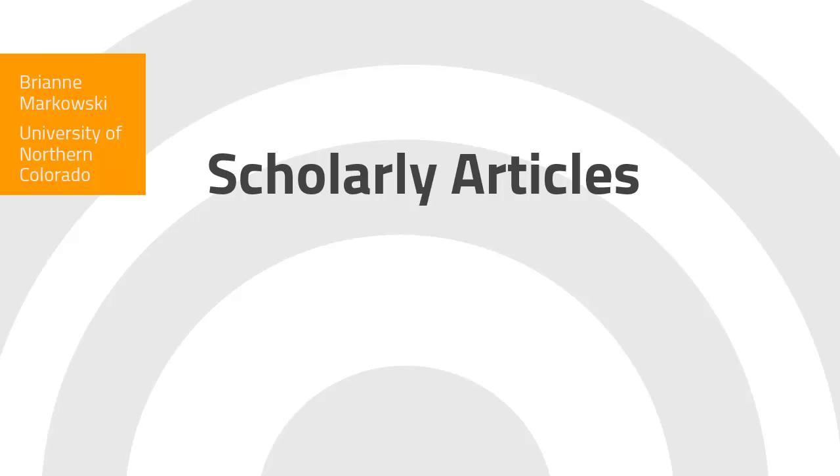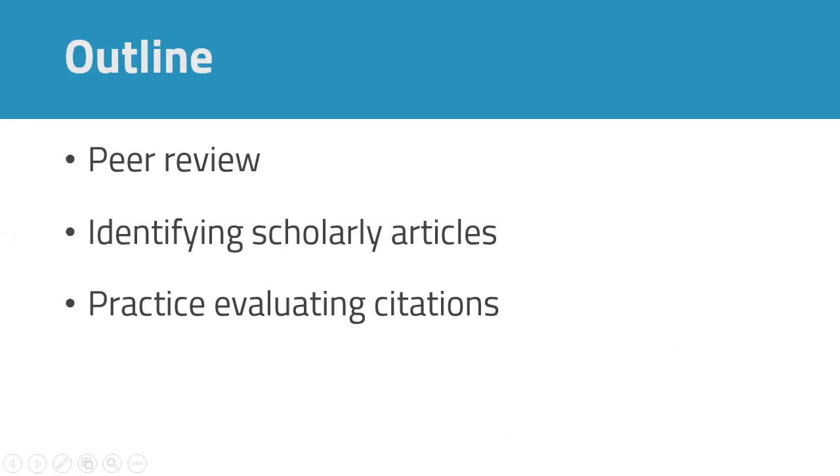In this video, we'll be talking about scholarly articles. Specifically, we'll be talking about the peer review process, which is the defining characteristic of a scholarly article. Then we'll talk about how to identify scholarly articles, and we'll wrap up by looking at a couple of examples to practice evaluating citations you'd find in article databases.